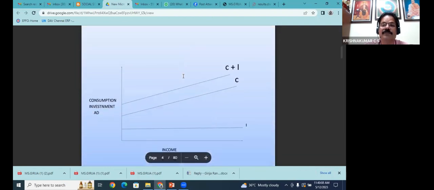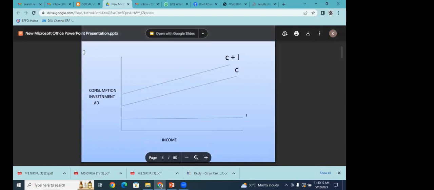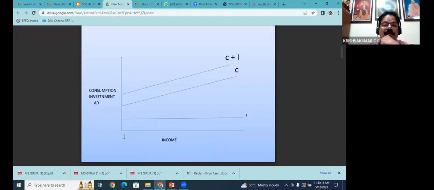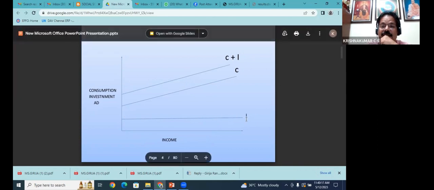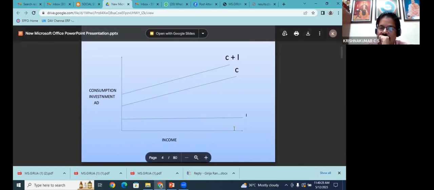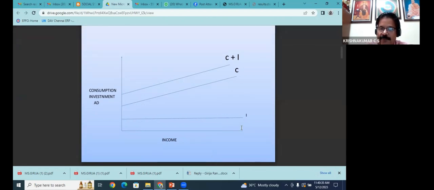Then comes the diagram. Here you can see, this is our investment curve. Investment curve, we know, is horizontally parallel to the x-axis, and it is starting from a point along the y-axis, positive side of y-axis. Because even at zero level of income, the same investment. Even at 100 or 1000 or 1 lakh or whatever it may be, the investment is same, and purely it's an assumption. We assume that investment is autonomous, it is not influenced by the changes in income.